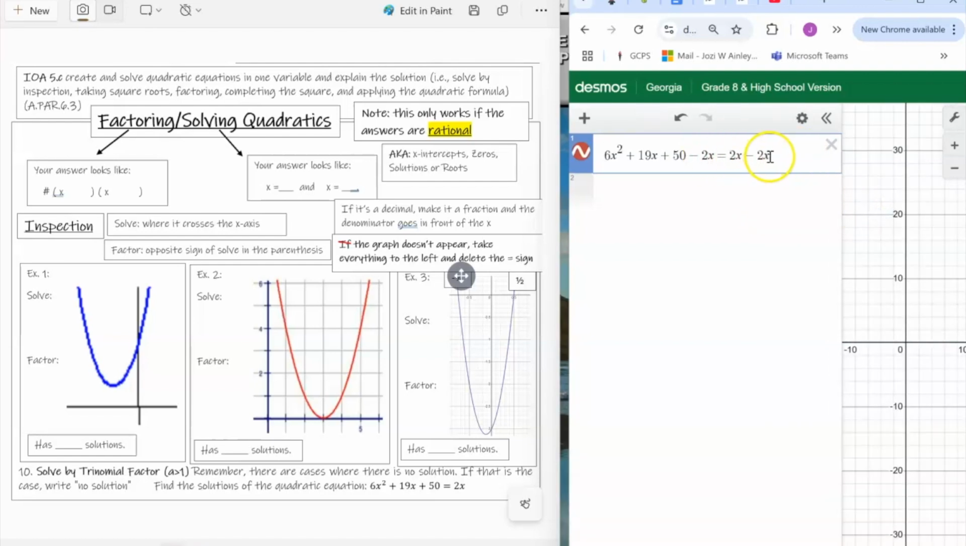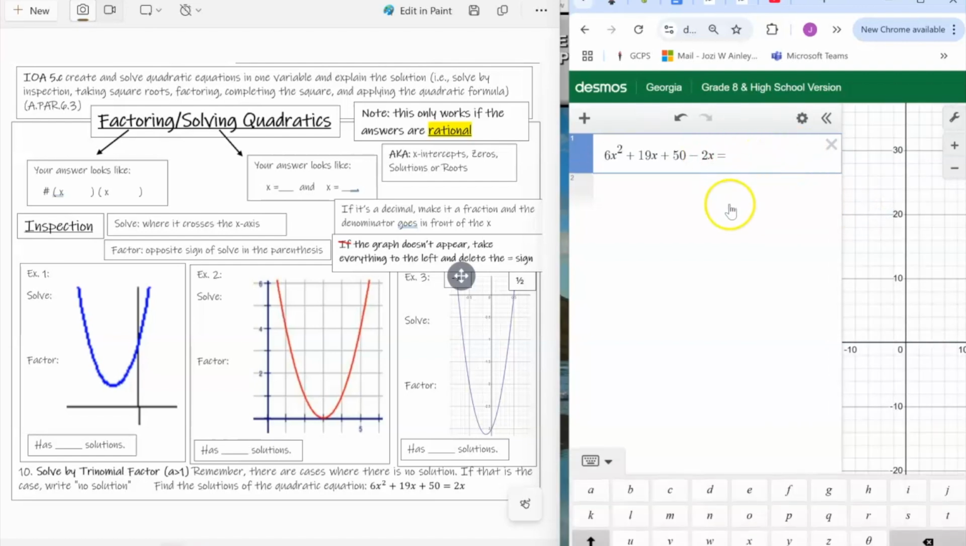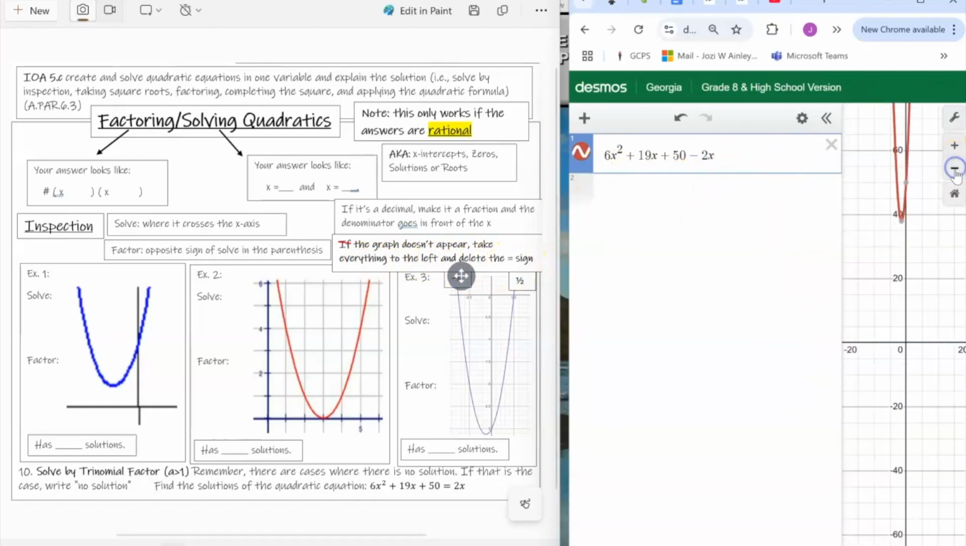Now, what is 2x minus 2x? 0. So that's why that disappears. And then it says, take everything to the left and delete the equal sign. Delete the equal sign. All right, so now it says there should be a graph, and boom, there it is. So my question to you is, how many solutions does this graph have? Is it 0 solutions, doesn't touch the x-axis, 1 solution touches 1 time, 2 solutions touches twice? This is the x-axis right here, so this has no solutions.